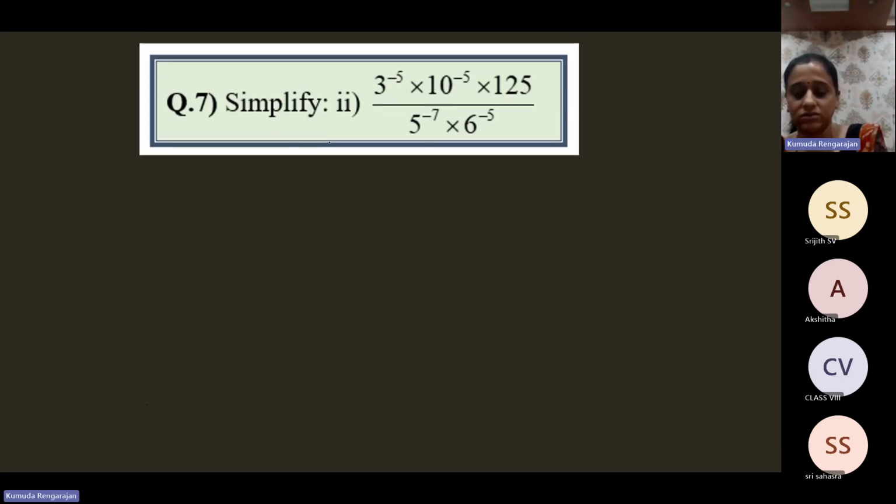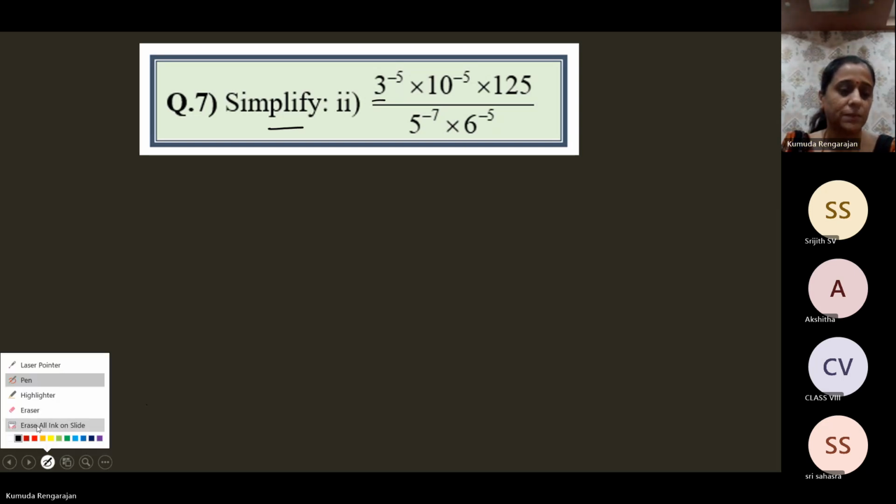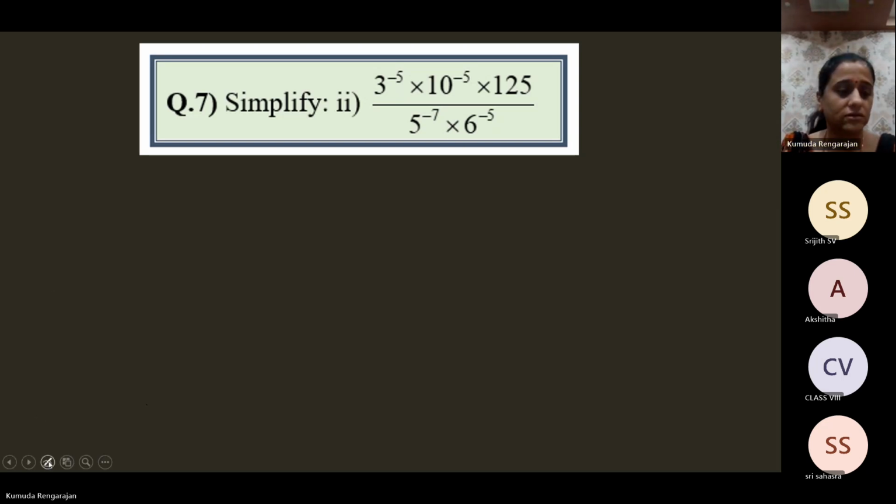Now look at this question. Simplify 3 to the power minus 5 into 10 to the power minus 5 into 125 divided by 5 to the power minus 7 into 6 to the power minus 5. Don't write anything. We'll first discuss.